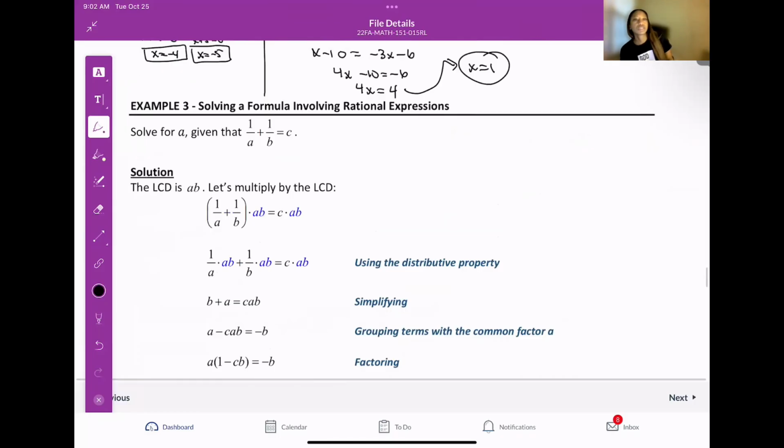Example 3 shows how we can solve a problem or a formula that contains a rational expression. So like here we have 1 over a plus 1 over b equals c, and we're asked to solve that for a. You use the same technique, multiply everything by the LCD. In this case, it would be a times b. Then get all of the terms with an a on one side, factor out the a and divide.